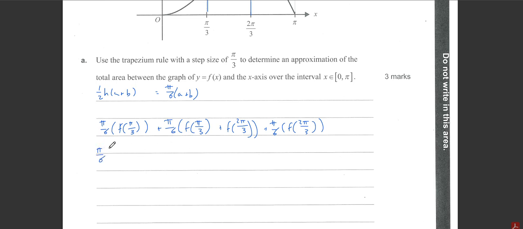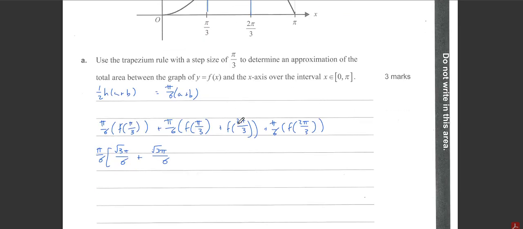Pi on 6, root 3 pi on 6, plus root 3 pi on 6. So we're just factoring out a pi on 6 from everything. F of 2 pi on 3 is just going to be double that. So plus root 3 pi on 3 plus root 3 pi on 3. Alright, what does this give us? So this is going to be 2 on 6, 2 on 6, 4 on 6, 5 on 6, 6 on 6. So it's just going to be pi on 6 root 3 pi, which is equal to root 3 pi squared on 6 units squared.